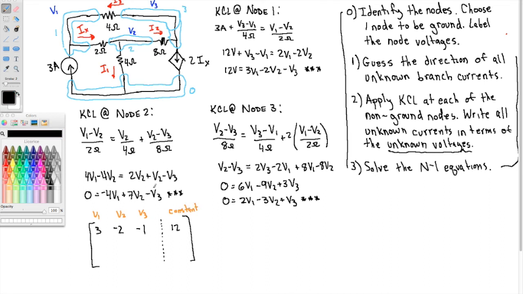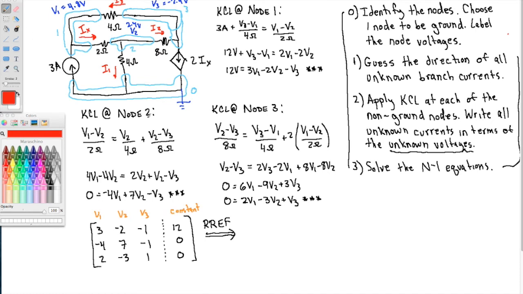Alright, so let me put the next equation in there. This was a constant of 0. And we had a minus 4V1, a 7V2, and a minus 1V3. Finally, this third equation, I had a constant of 0, 2v1, minus 3v2, and 1v3. Alright, so now I need to solve this system of equations. And to do that, my preferred method is to use reduced row echelon form.